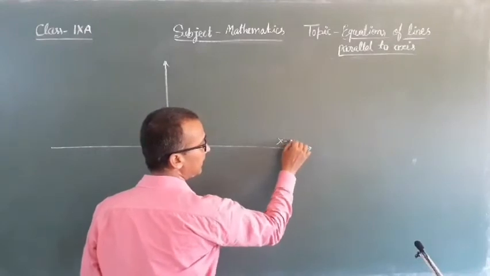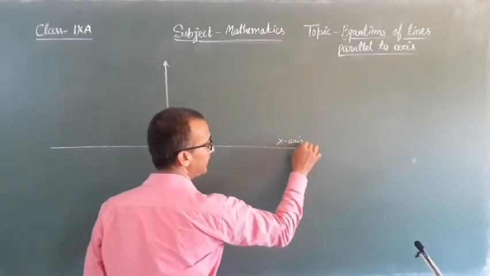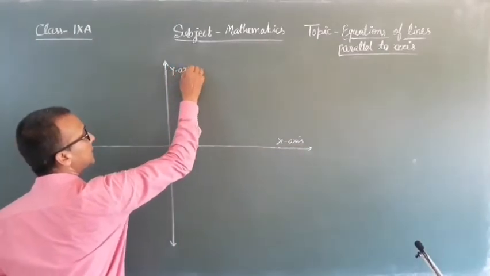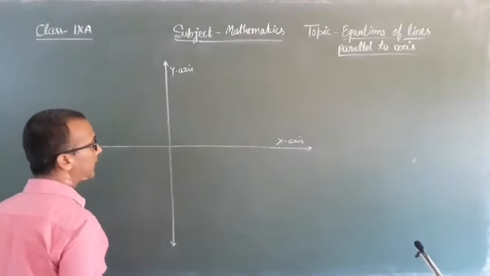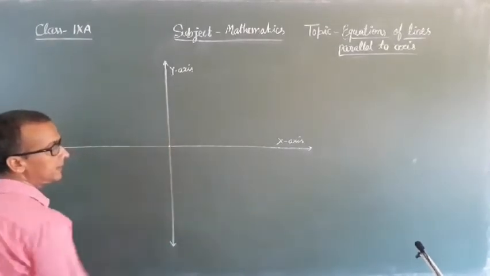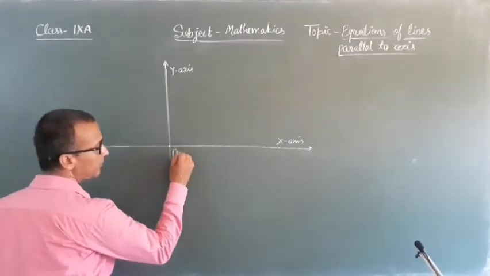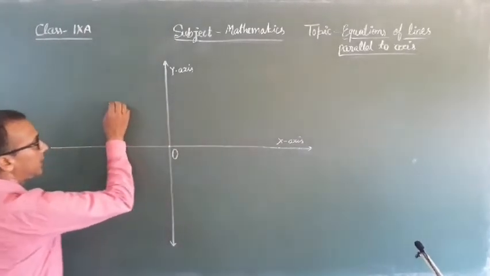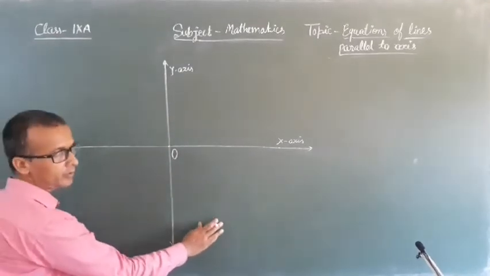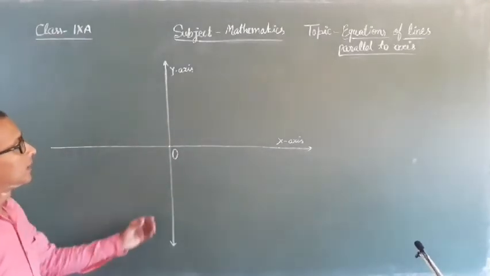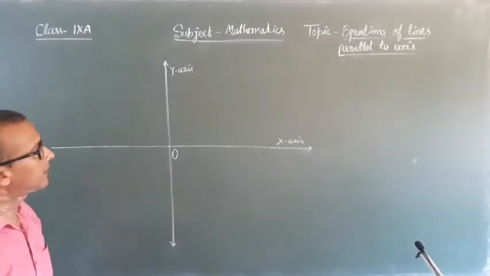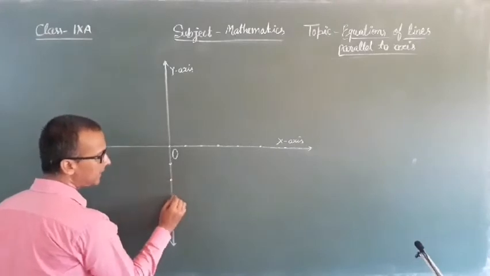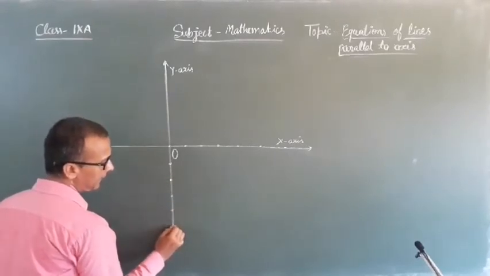This line is the x-axis or abscissa. This one is the y-axis or ordinate. This point is the origin, denoted by O. This is the first quadrant, second quadrant, third and fourth quadrant. Students, we know how to plot a point. These are the points on the x-axis and y-axis.